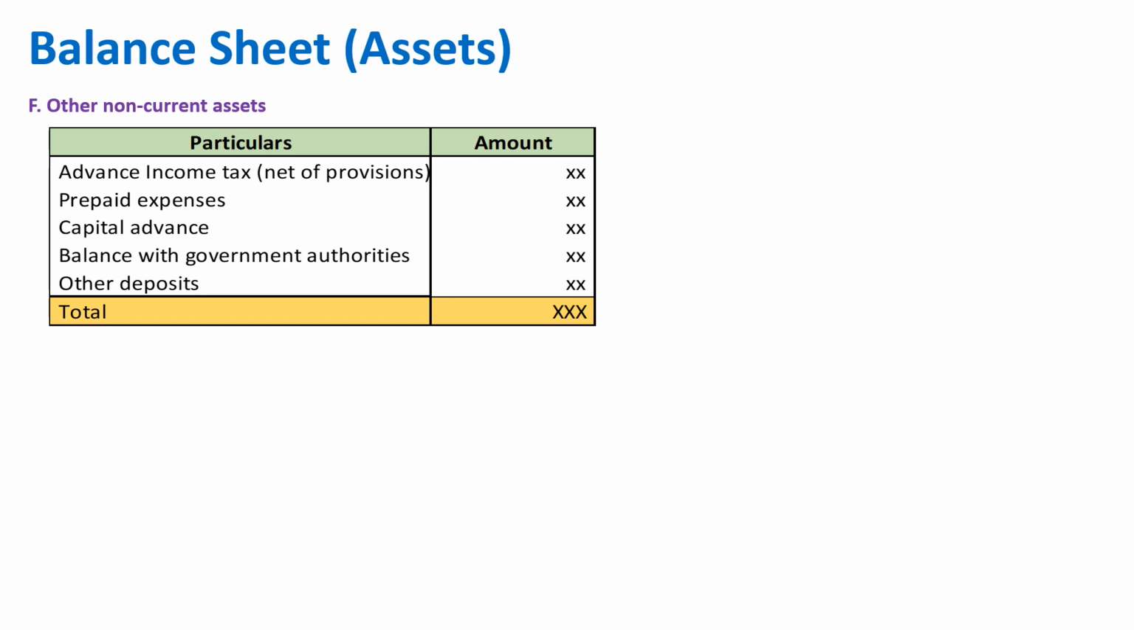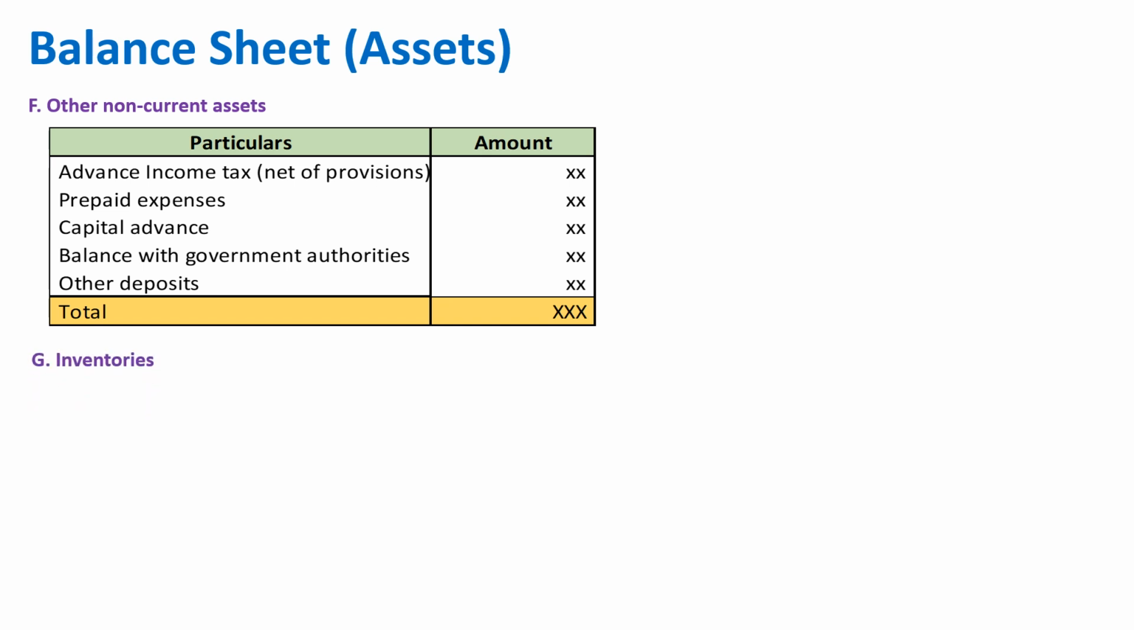That means you have tax credits with the government, but the utilization will happen only after 12 months. So if that situation is there, you have to report it here. And then other deposits, it could be your electricity deposit or any other deposit where you are not going to recover the money in the next 12 months, has to be reported as other non-current assets.